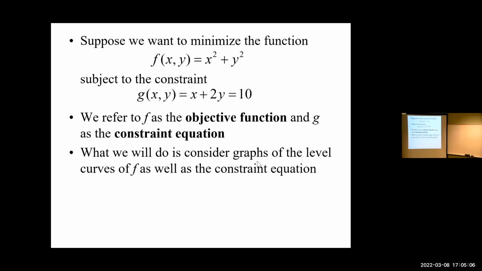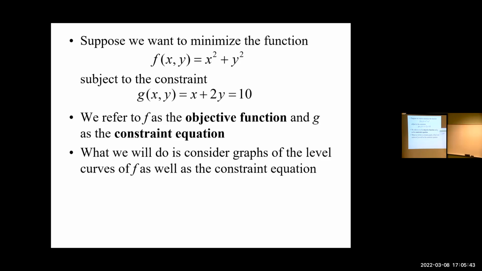So let's suppose we want to minimize the function x squared plus y squared subject to the constraint x plus 2y equals 10. Okay, x squared plus y squared is our paraboloid. We've seen that guy a few times, and then we've got a plane there that's our constraint. The function you're trying to optimize is called your objective function, and the constraint is called the constraint equation. And so what we want to do is look at how these things line up. This is where it gets kind of cool.